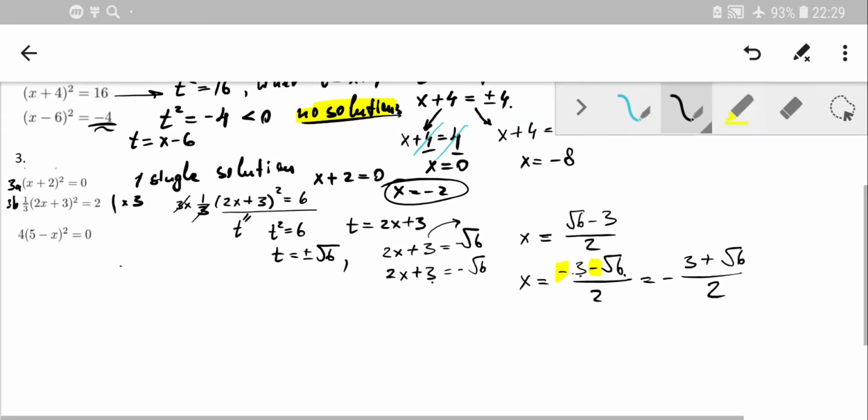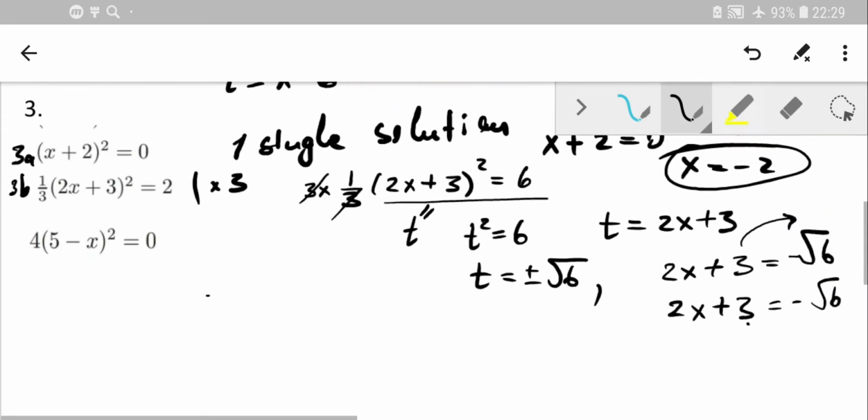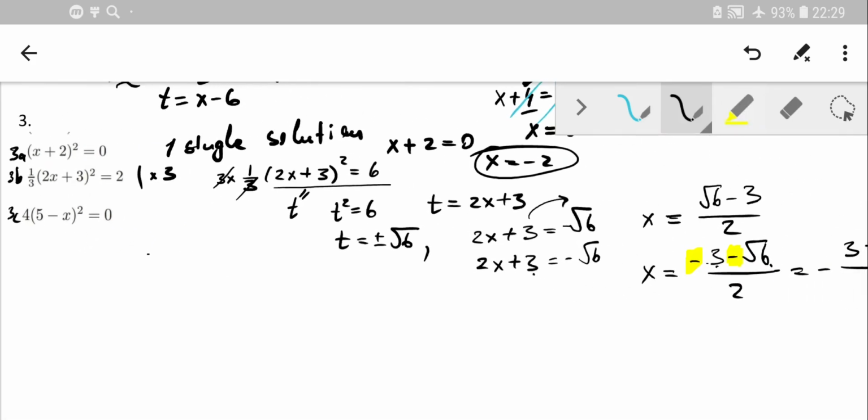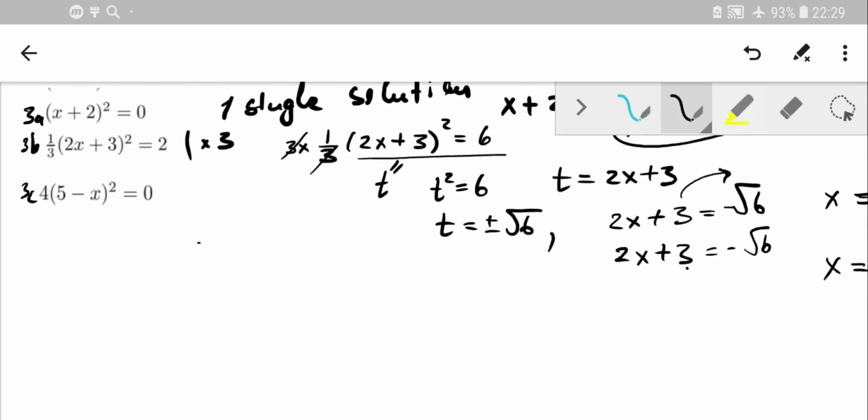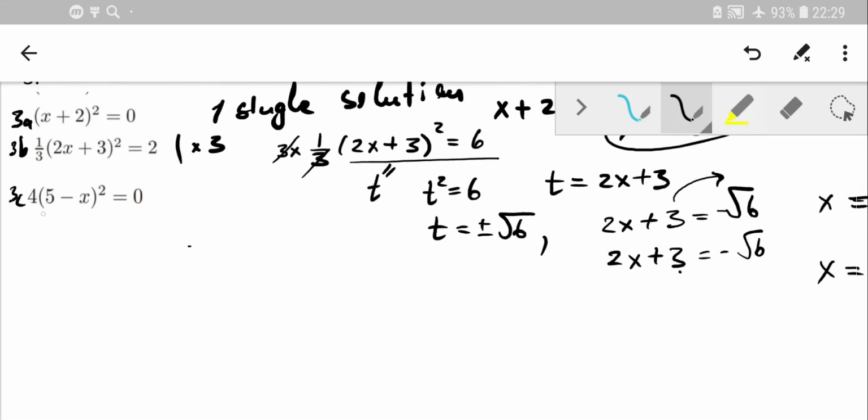All right, and the last one, 3c: 4 equals 5 minus x squared. So what do you think, guys? Is it the same as 3a? Of course, yes, because the 4 doesn't make sense here. Obviously, when we have 4 multiplied by something unknown and the result is 0, make sure you understand that one of the factors, and exactly this factor, is 0. Or you can even divide by 4 to prove that.